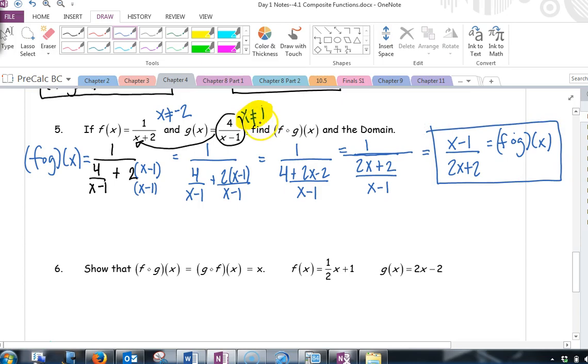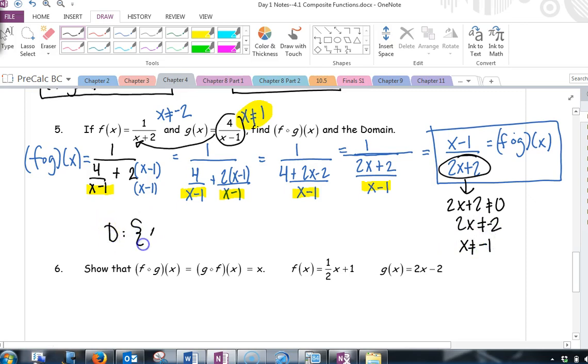Alright, original domain was x can't be 1. That is true all through here. Okay, however, when we do our reciprocal, we have a new denominator. Now 2x plus 2 can also not be equal to 0. So you're going to see that x can also not be equal to negative 1. So you do need to include both of those values. So x such that x is not equal to plus or minus 1.